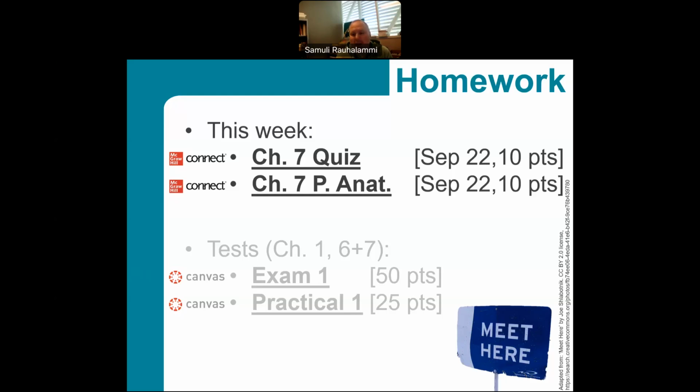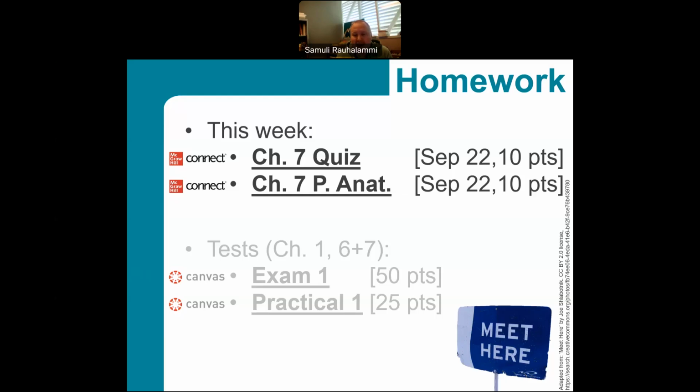And these tests will cover chapters 1, 6, and 7. So what you'll notice is that I will not be covering in the test the chapters that you have already been examined on in your prerequisite courses. So you've already been tested for those basic concepts of biology that we revised during weeks 2 and 3, I believe. But all of the new material is being tested.